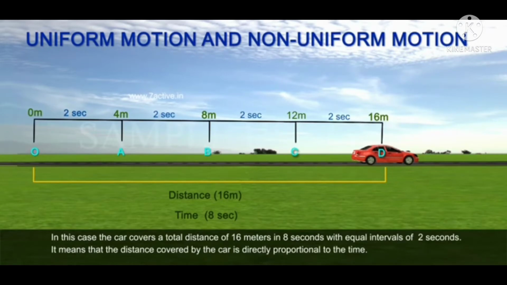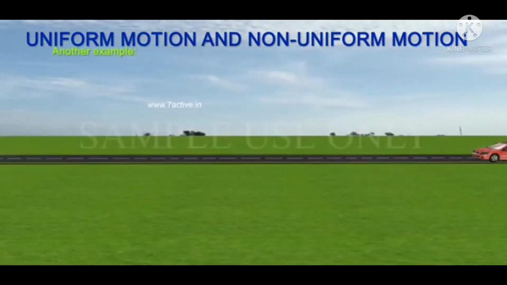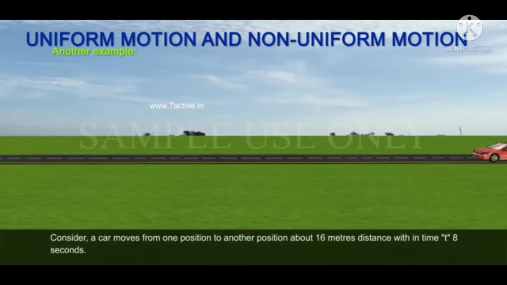Okay? Yes. From this illustration, we can conclude that the car traveled equal distances in equal intervals of time. So this type of motion is known as what? Uniform motion. Okay? Yes.